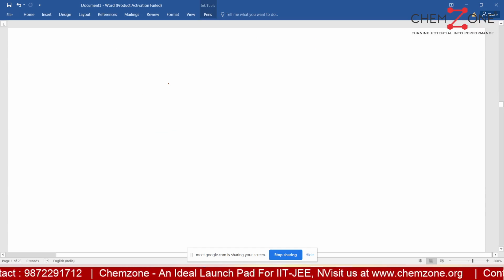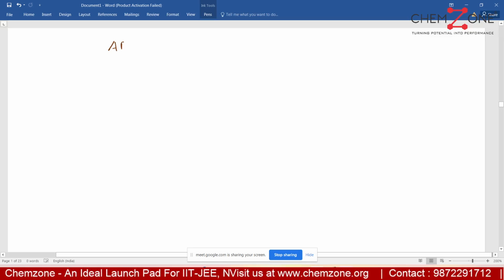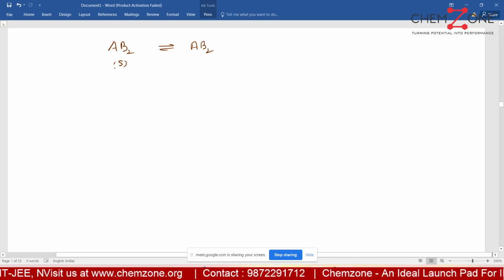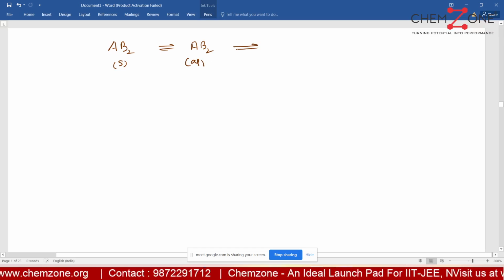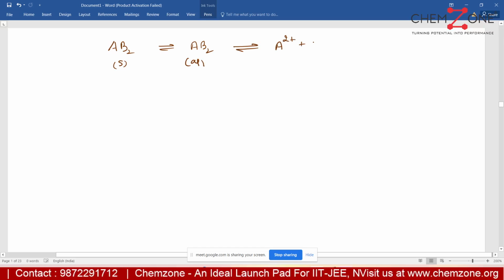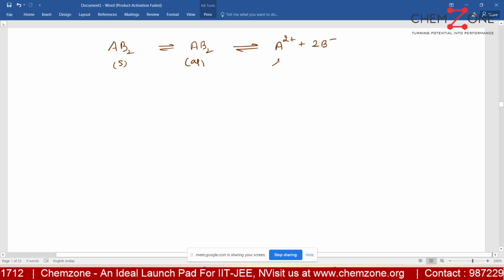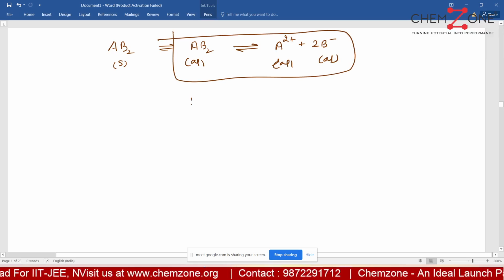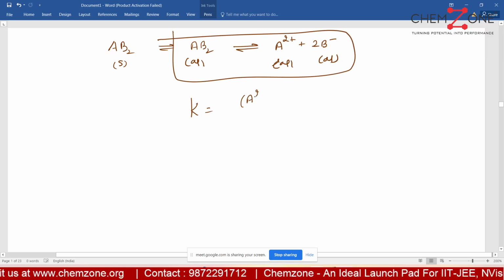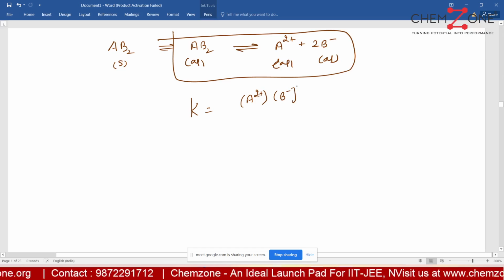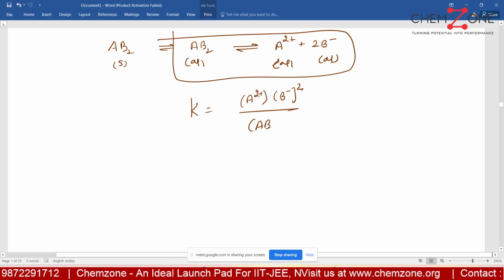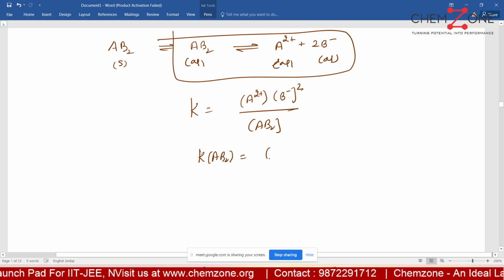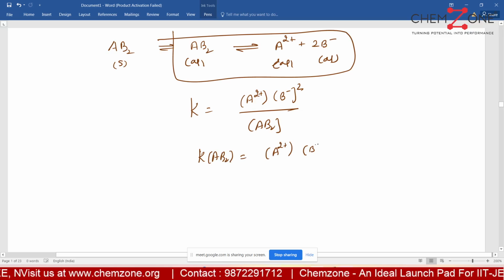Now, if I have an AB2 type of salt, this will dissociate. AB2 is solid, and it gives A2 positive and 2B negative in aqueous form. Here we have an equilibrium, and now I can write the equilibrium constant: A2 positive times B negative to the power 2 upon AB2. So K into AB2 is equal to A to the power 2 and B negative to the power 2.